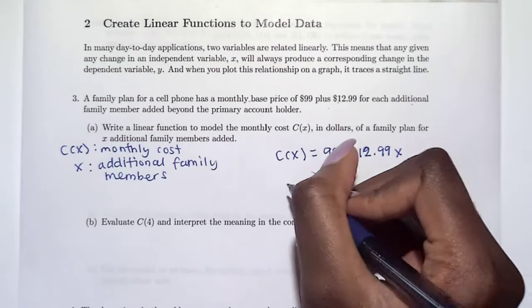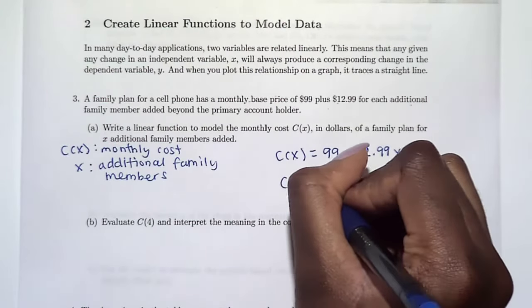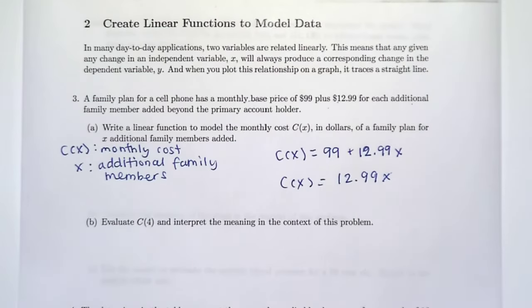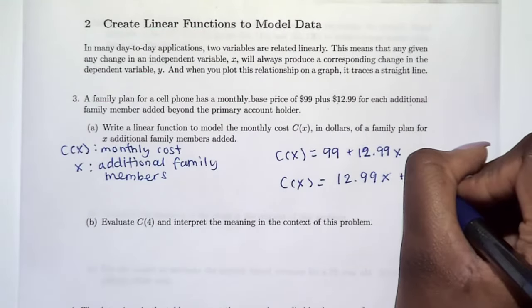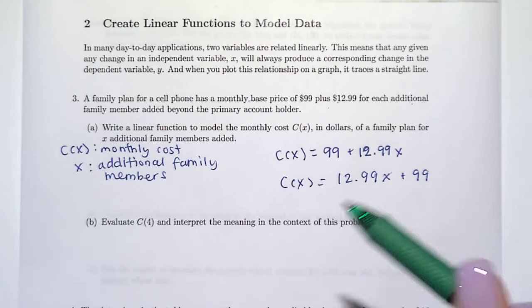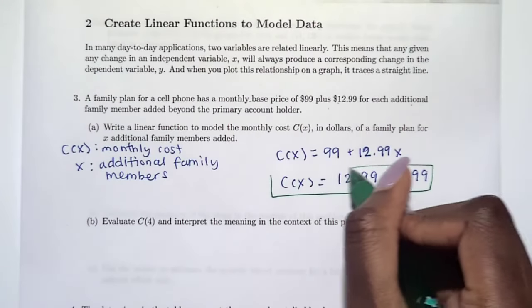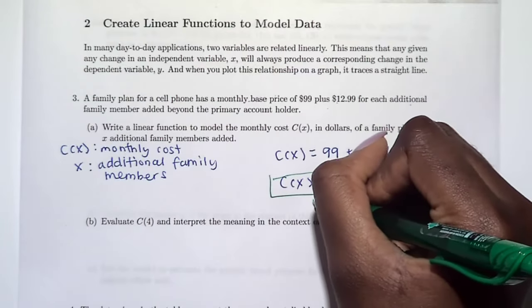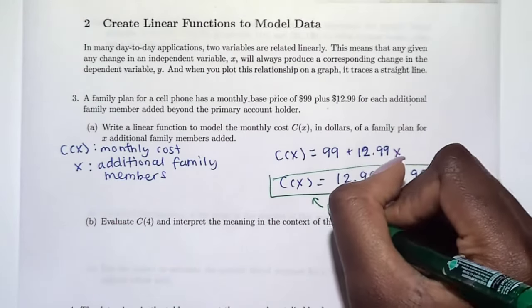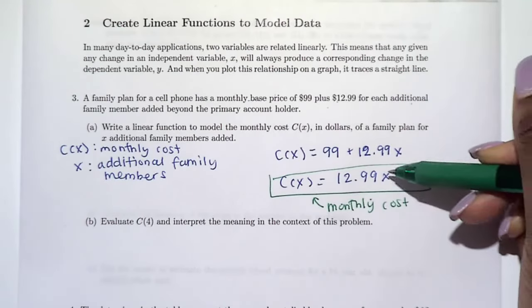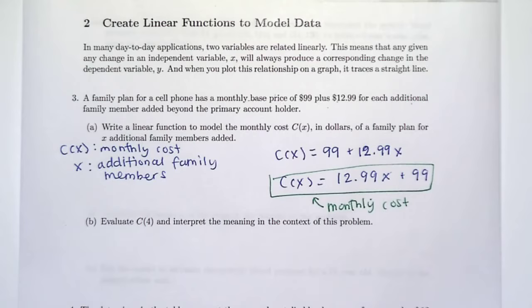If you want to make it look like what we've been doing, we can write it so it looks like slope-intercept. $12.99 is our slope. 99 is our y-intercept. And again, this tells us the monthly cost, and x are the additional family members.